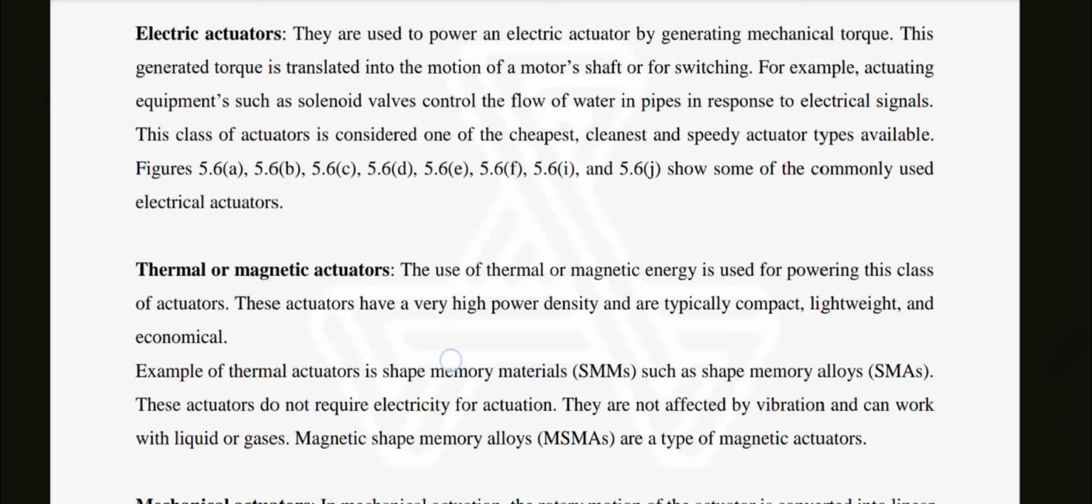Thermal or magnetic actuators. Thermal or magnetic energy is used for powering this class of actuators. These actuators have a very high power density and are typically compact, lightweight, and economical. Examples of thermal actuators: shape memory materials such as shape memory alloys. These actuators do not require electricity for actuation. They are not affected by vibration and can work with liquids or gases. Magnetic shape memory alloys are a type of magnetic actuators.